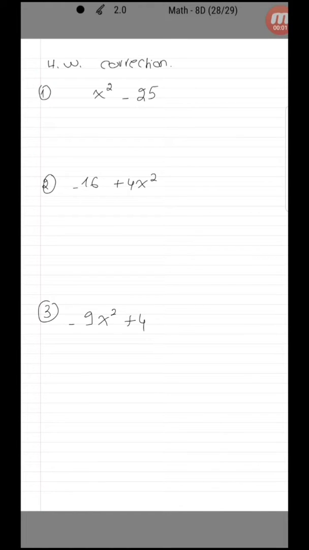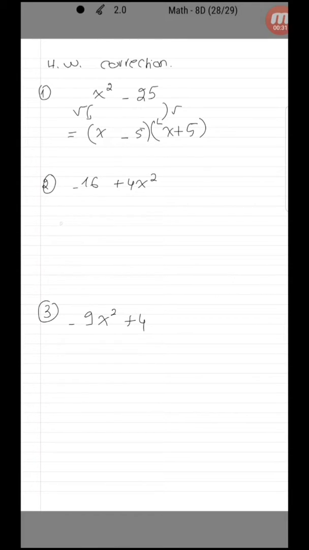Guys, let's first correct the homework. Number 1, x squared minus 25. So we have the difference of two squares. I have two terms, and the operation is subtraction. So I take the radical of the first term: the radical of x squared is x, and the radical of 25 is 5. So x minus 5 and x plus 5.